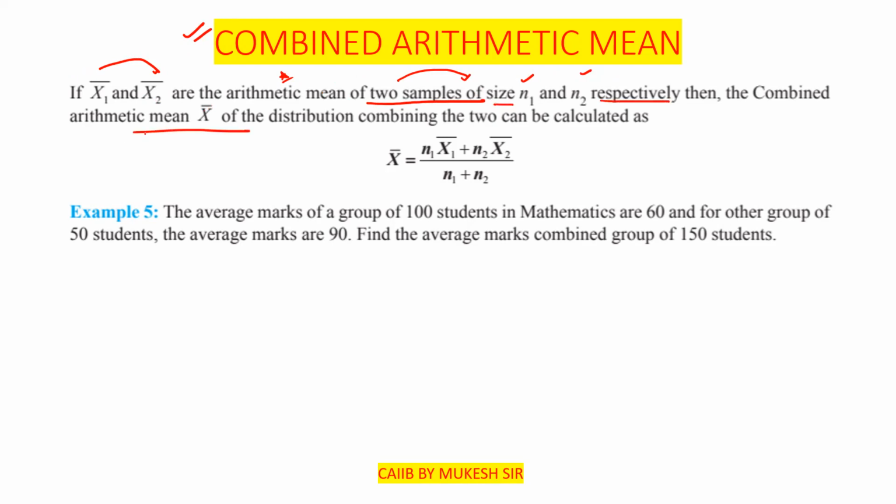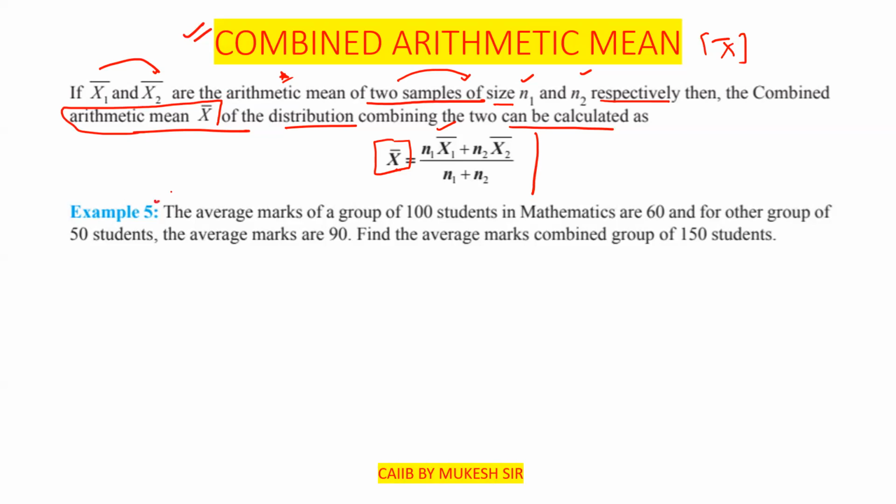The overall mean, that is the combined arithmetic mean x bar, is equal to n1 x1 bar plus n2 x2 bar upon n1 plus n2. So this is the combined arithmetic mean formula. Whatever formula we have discussed above, now we will discuss a question on the basis of it.